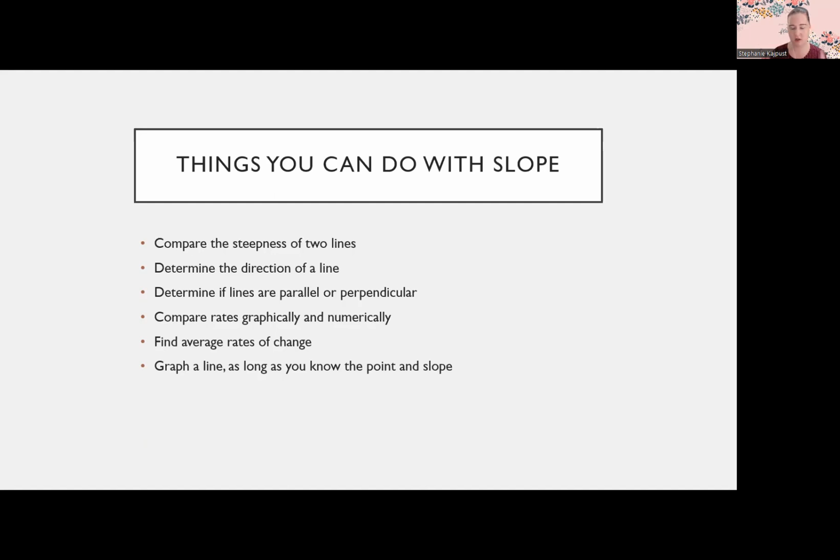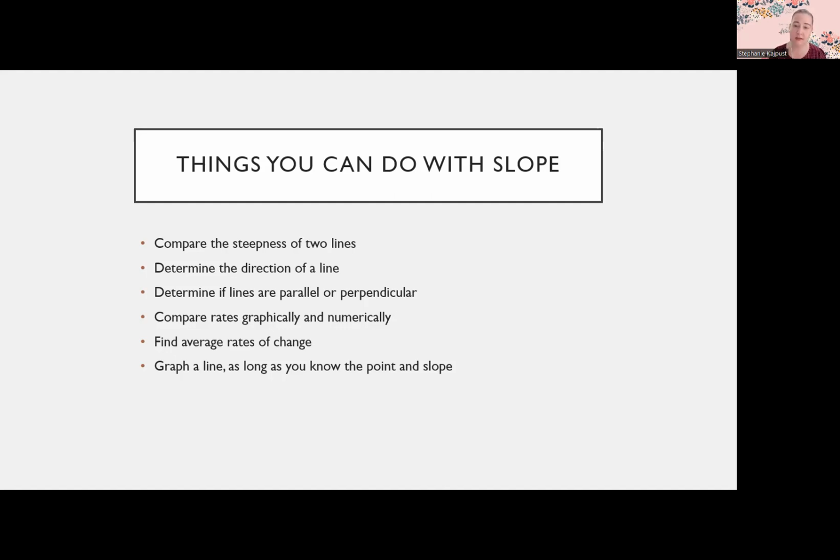So I've mentioned this a little bit. Things you can do with slope is you can compare the steepness of two lines to see which is steeper. You can determine the direction, whether it's going up or going down. You can determine if lines are parallel or perpendicular to each other. You can compare rates graphically and numerically. Graphically, you're looking at the change in steepness. If you've got things that are graphed, you're looking at which one's changing faster. So you're comparing the slopes when you're looking at that.